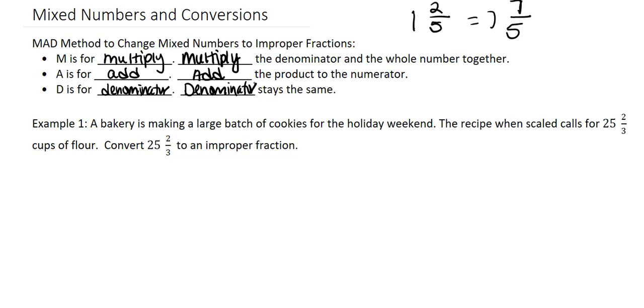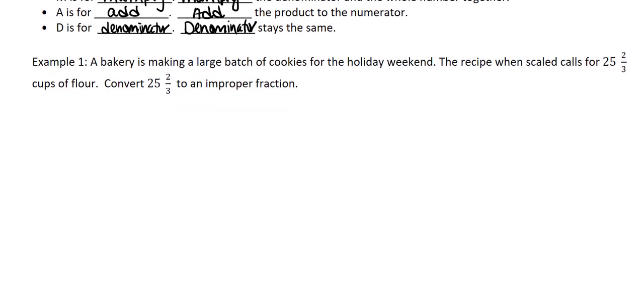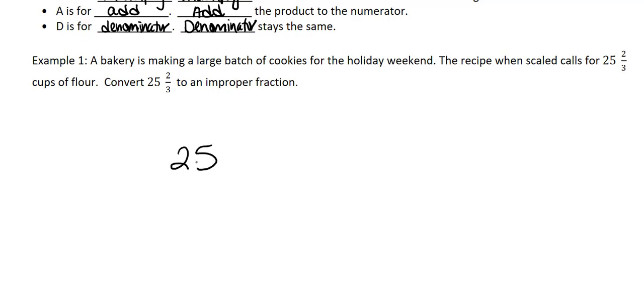A bakery is making a large batch of cookies for the holiday weekend. The recipe calls for 25 and 2/3 cups of flour. So let's convert 25 and 2/3 to an improper fraction. Let's go ahead and rewrite this. So what we're going to do is multiply these numbers first. So that becomes 25 times 3. Well, that would be equal to 75.